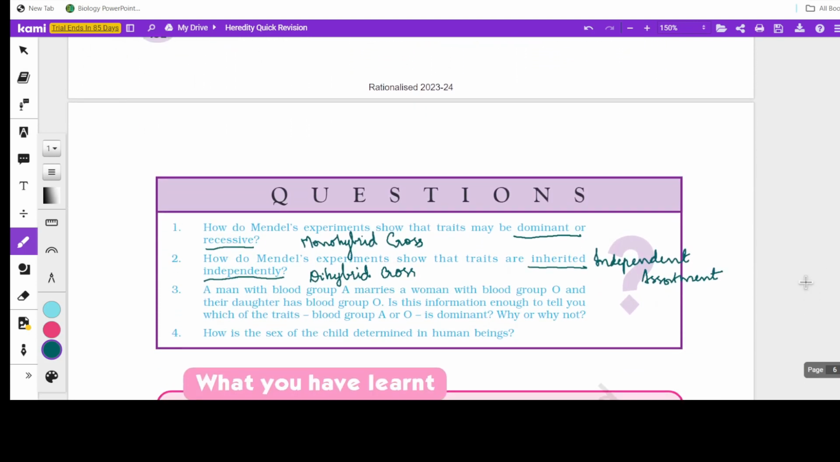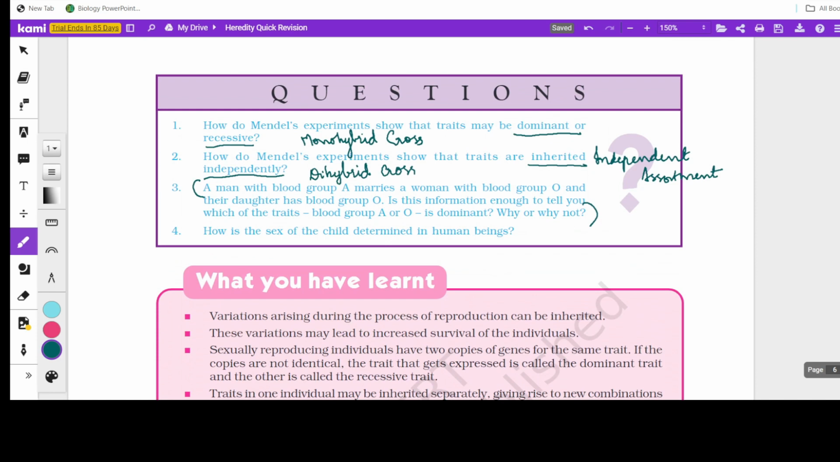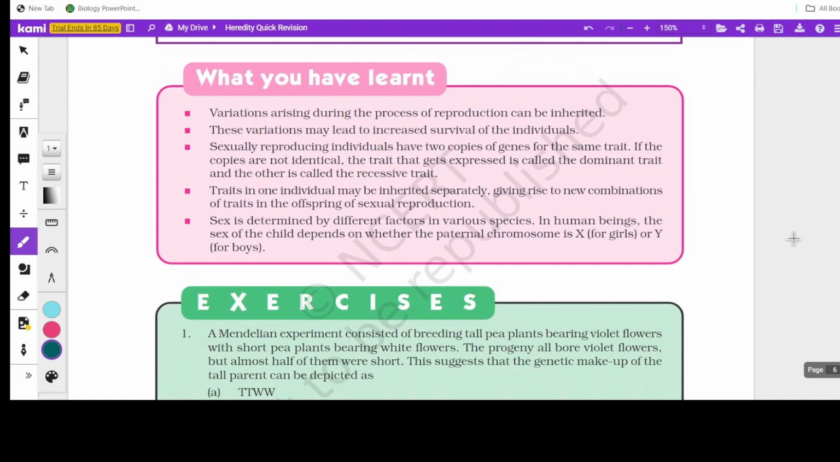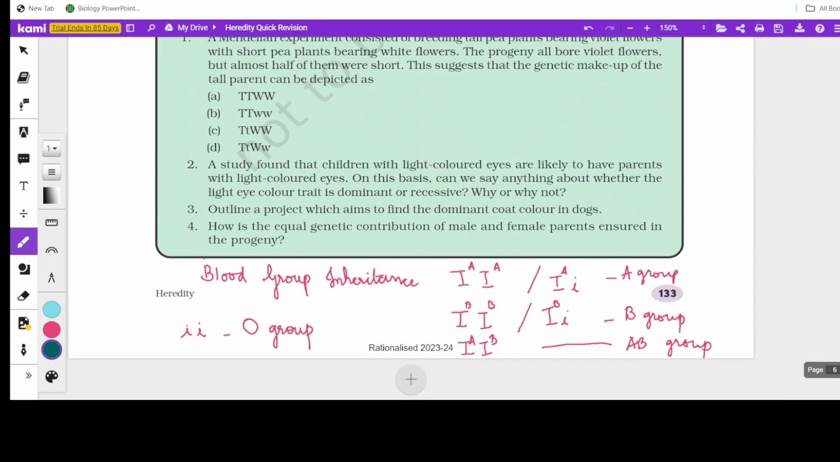Then coming to one more question asked here, like a man with blood group A and a woman with blood group B. This question is totally based on homozygosity and heterozygosity. Though it is not mentioned here in the content, we'll have a look at the genetic combination of blood group inheritance. In different schools, this genetic combination might be represented with different letters, but I have taken this letter.